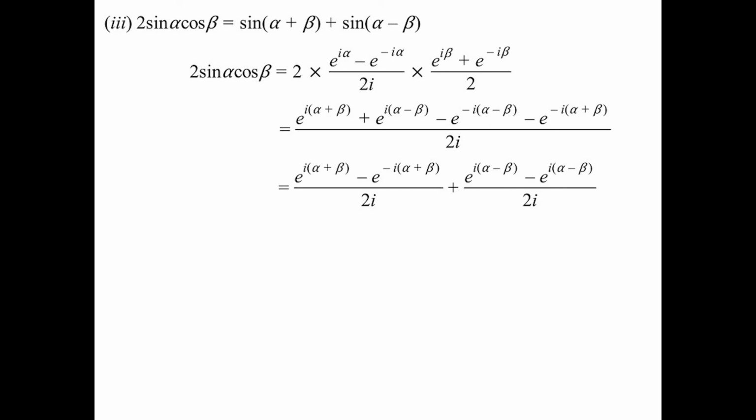Group them together. So the α plus β ones I put in one fraction, the α minus β ones I put in the other fraction. But have a look at what we got. e to the i(α plus β) minus e to the minus i(α plus β) over 2i. Well, that's sin of α plus β. And the other one is the sin of α minus β. Whilst it's a little bit fiddly, that's probably quicker than the other way of doing it.